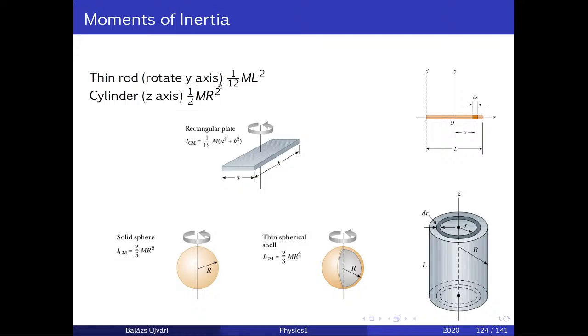For example, for a cylinder, it's 1 over 2 mr square. This is the radius of the cylinder and the mass of the cylinder, and you can see in the formula that if you rotate the cylinder along this axis, you do not even have to worry about the length of the cylinder, since it does not depend on it. If you rotate a full ball, a full solid sphere, it's 2 over 5 mr square. If this is like a basketball, it's 2 over 3 mr square.